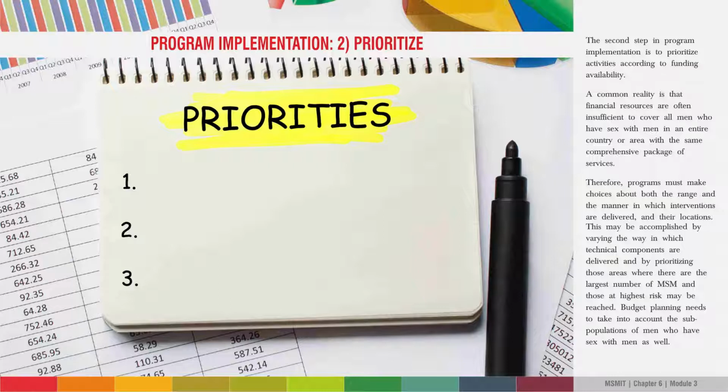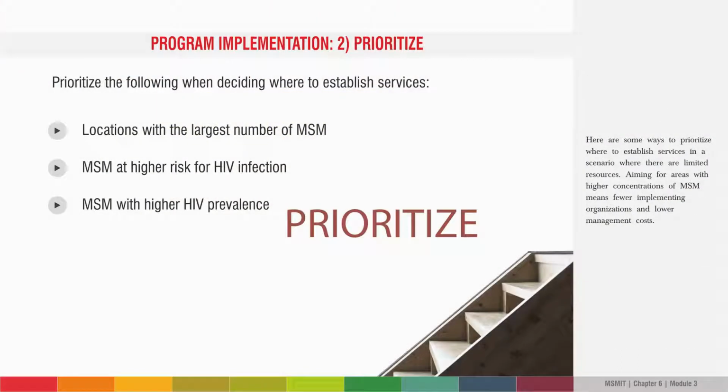This may be accomplished by varying the way in which technical components are delivered and by prioritizing those areas where the largest number of MSM and those at highest risk may be reached. Budget planning needs to take into account the subpopulations of men who have sex with men as well. Here are some ways to prioritize where to establish services in a scenario where there are limited resources. Aiming for areas with higher concentrations of MSM means fewer implementing organizations and lower management costs.